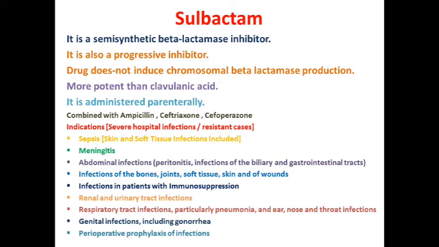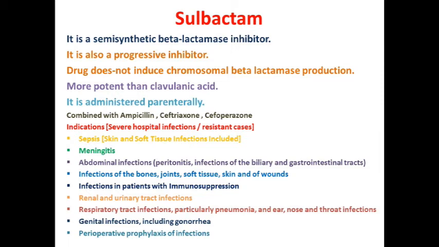It is administered parenterally, so it's not available in oral form, and usually Tazobactam is combined with ampicillin, but then you have combinations of ceftriaxone and cefoperazone with Tazobactam that are also used. It is indicated for severe hospital infections or cases which are resistant to other antibiotics. You need to combine Tazobactam with either ceftriaxone or cefoperazone, which are third-generation cephalosporins, quite aggressively acting on most of the gram-negative bacteria, even hospital-acquired infections and so on. So you need to add to the spectrum and need to treat various infections.